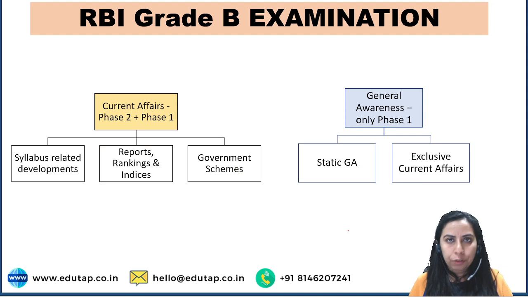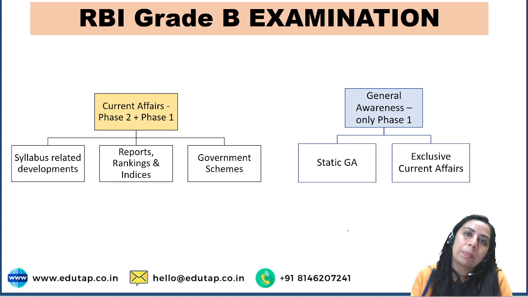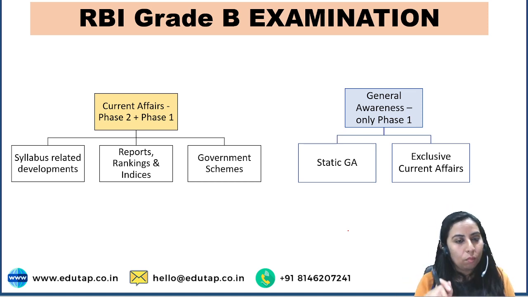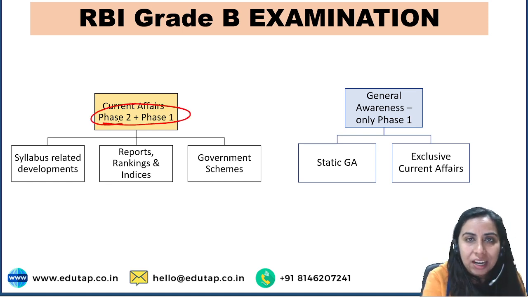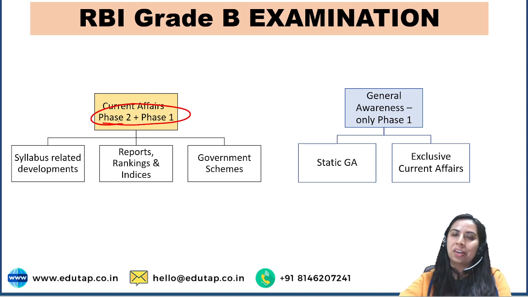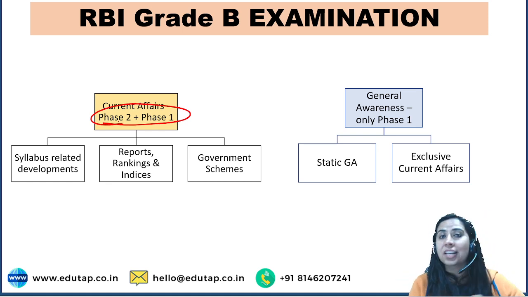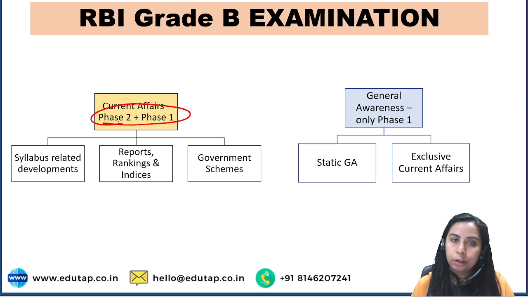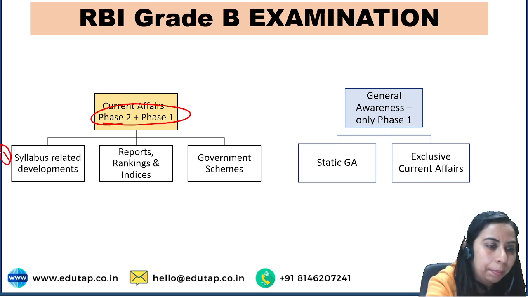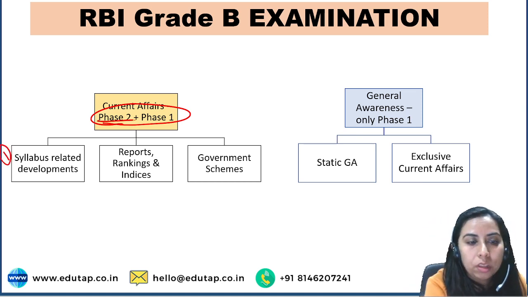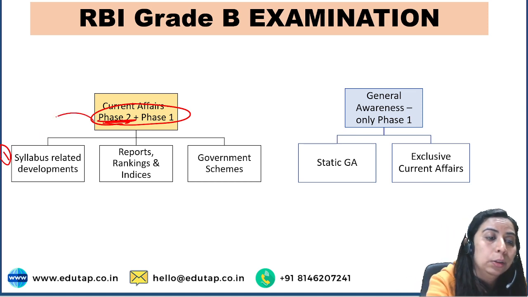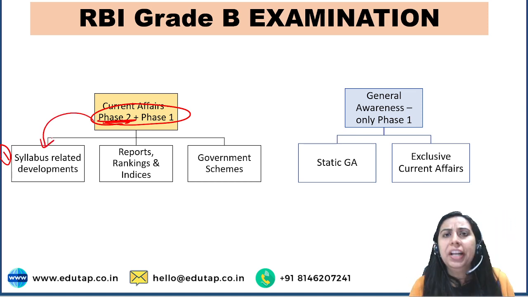Now to make it easier for you, as I said, there is no defined syllabus, but we have decoded and classified the syllabus for you so that you understand really well and hence your preparation becomes smooth. So first let's talk about current affairs for phase 2 and phase 1. Why? Because as I said, whatever you're gonna read for phase 1 general awareness is also gonna be useful for your ESI and finance paper especially. So there are three things that are related to these current affairs. Syllabus related developments, the syllabus of phase 2. In phase 1 there is no syllabus. Okay, so these are the related developments. I will tell you the topics in detail.